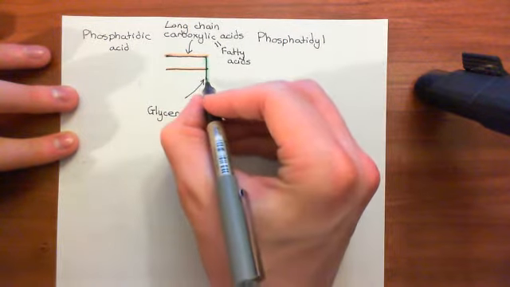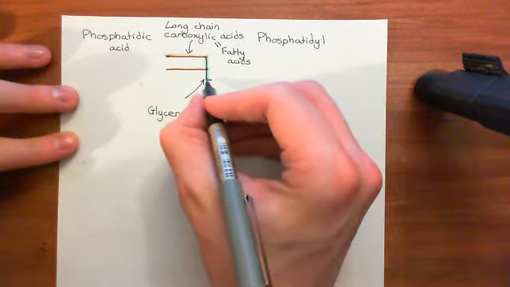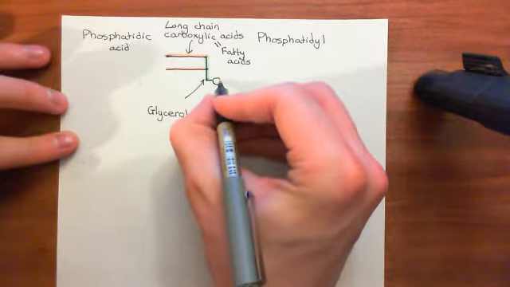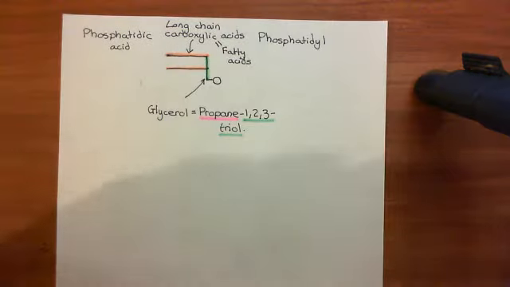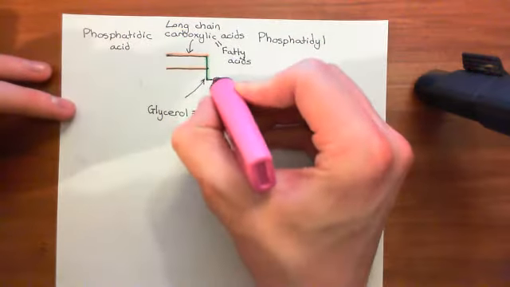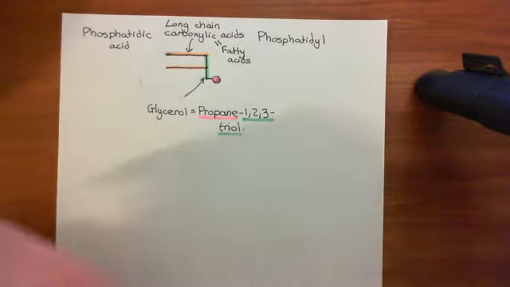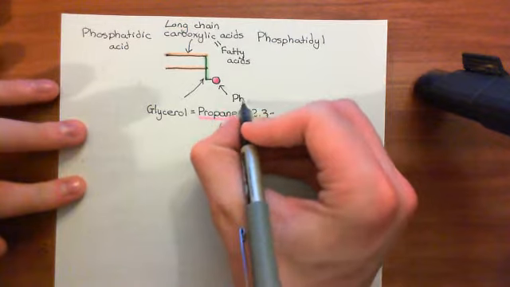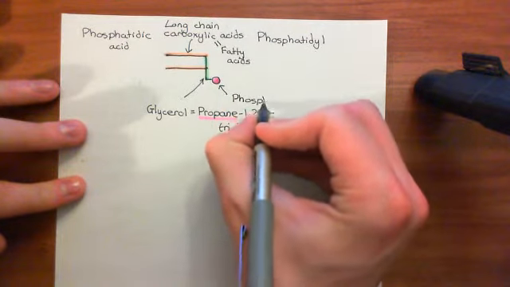Then to the alcohol group that comes off the third carbon of the glycerol molecule, you are going to attach on a phosphate group. So this ball here, which I'm colouring in purple, this is a phosphate group. This molecule that I have now shown you is the structure of phosphatidic acid.